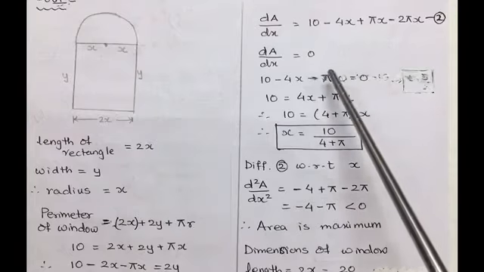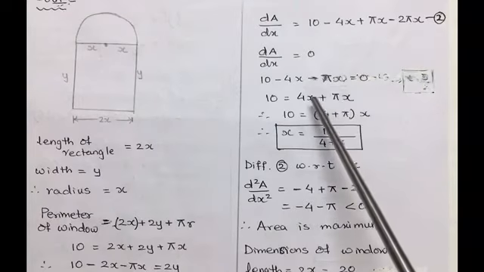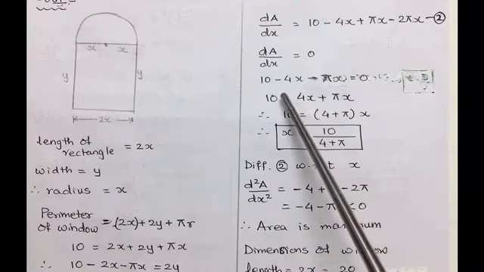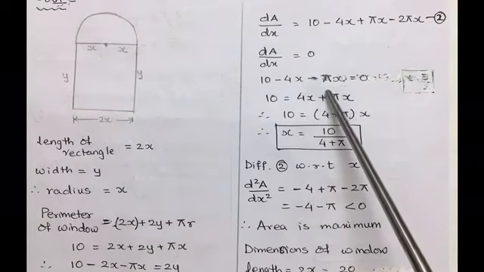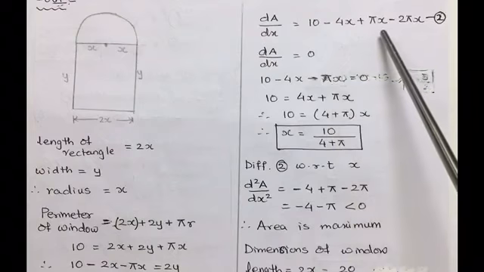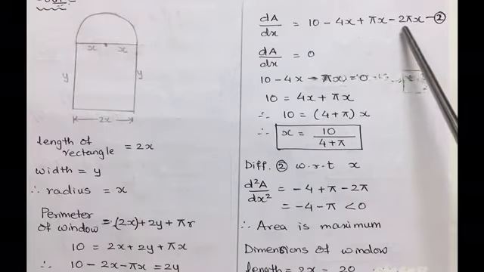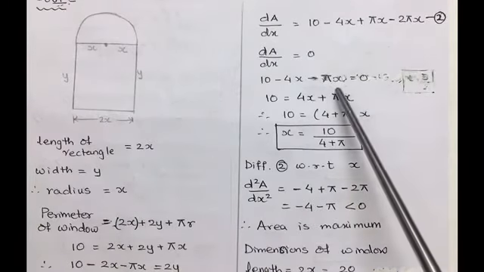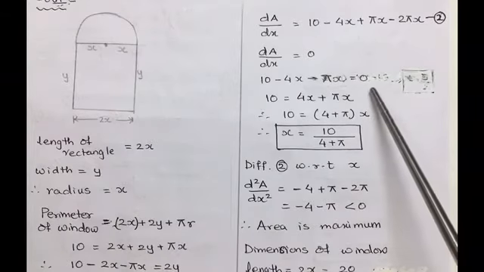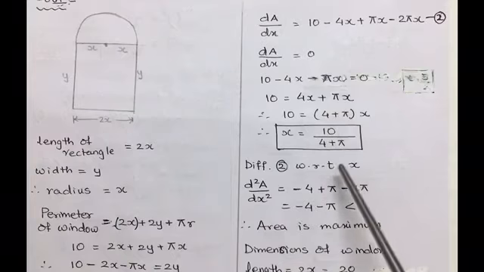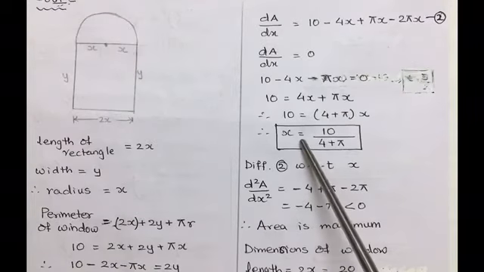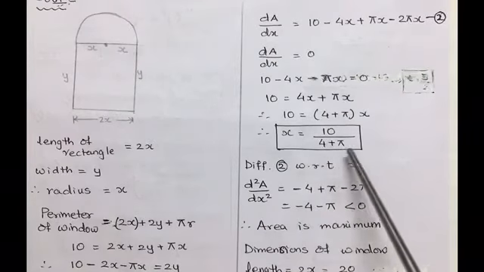To get the value of x, equate it to 0. So we get 10 minus 4x minus pi x, because pi x minus 2 pi x gives minus pi x, equal to 0. Making x the subject, we get the value of x as 10 upon 4 plus pi.